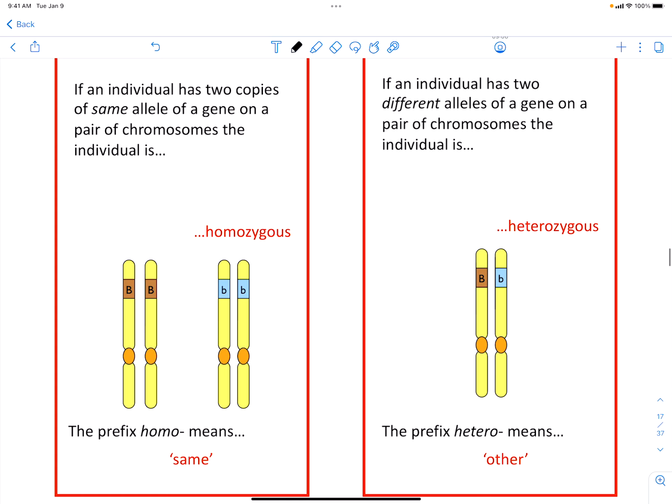Now, if an individual has two copies of the same allele, this is a homozygote. So we have a BB or a bb, and both are homozygotes. And a heterozygote is when the same gene is different on the two chromosomes, so this is going to be a heterozygote. Hetero means other, homo means same.